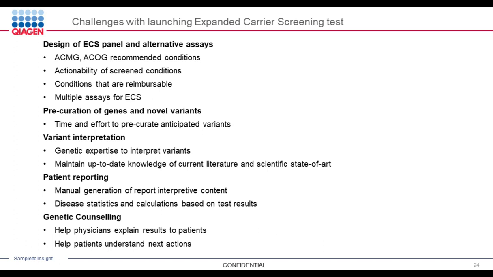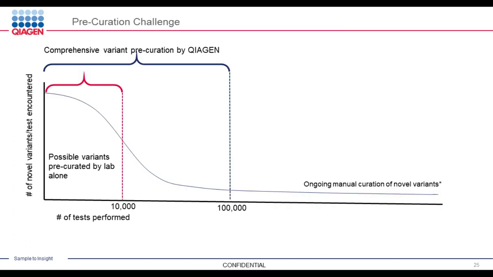And then finally, you need to do the reporting, and so to generate a report template and to generate disease statistics and reproductive risk is something that you also need to consider as part of your offering. And then finally, genetic counseling to help physicians understand the results or even to patients to understand those results.